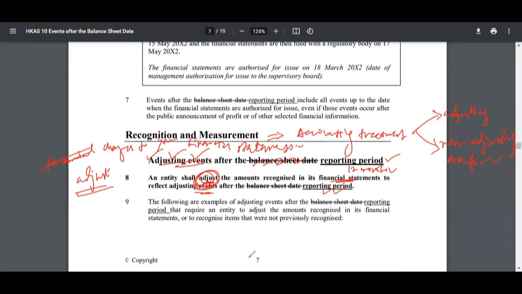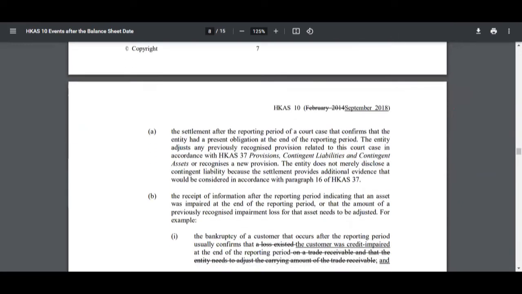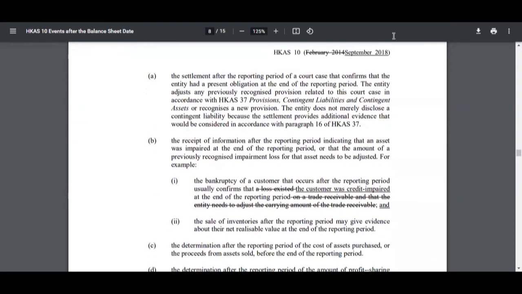So within the standards, you will actually see the examples are also given to you. That's why studying from standards from time to time is good. It's very clear at times what kind of examples would fall into adjusting events. The following are examples of adjusting events after the reporting period that require an entity to adjust the financial statements. Right, so that was point 9, and let's look at the examples given to us below. There are a few examples, A, B, C, D.